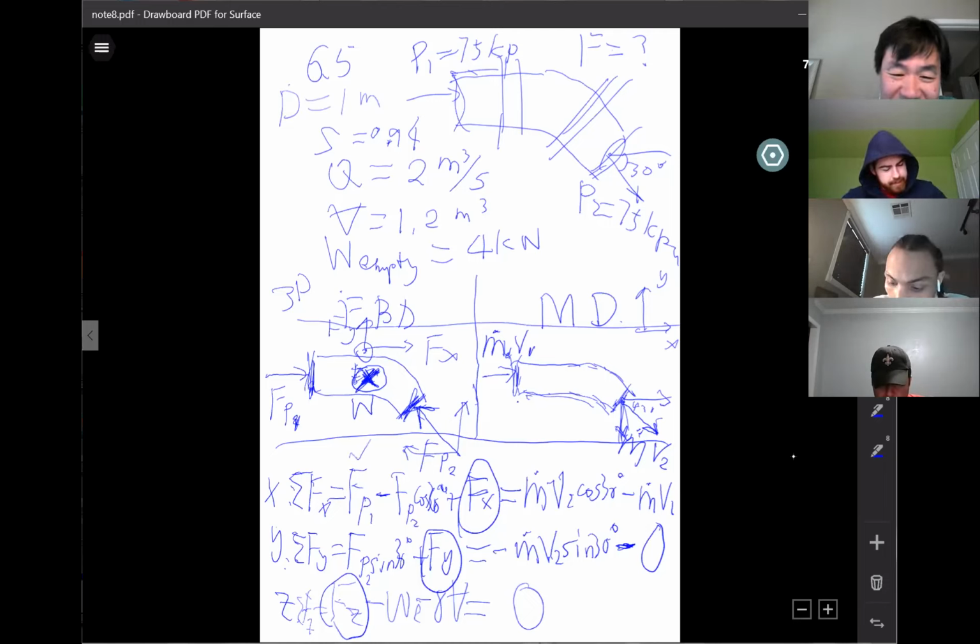Actually, it's the same thing. FP1, FP2, they have the same pressure today. Yeah, 75 kilopascal. Okay, the only difference is the cosine 30 degree or sine 30 degree. So FP1, FP2 are the same, with cosine 30 degrees there. Do I have the mass flow rate?